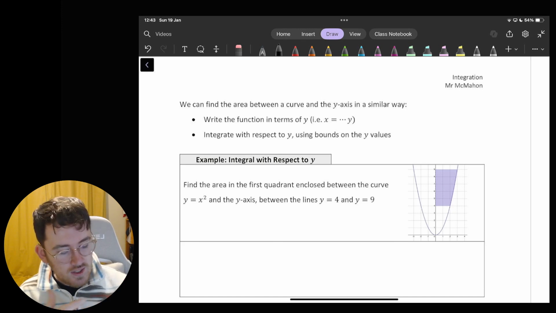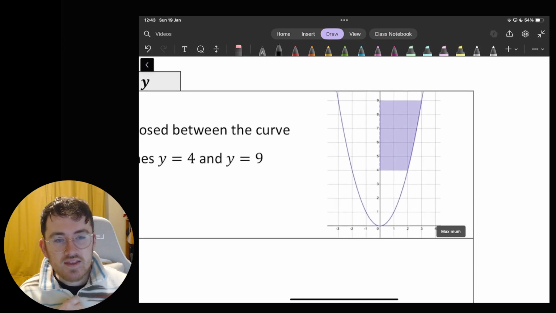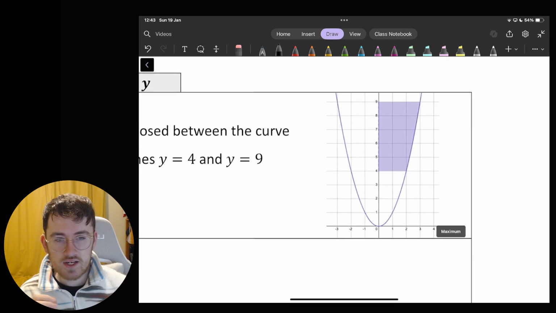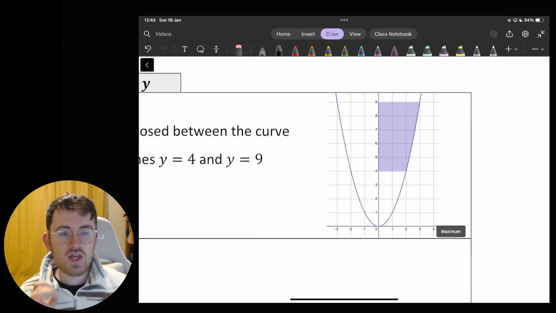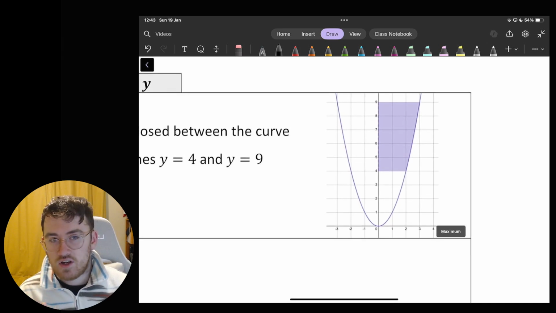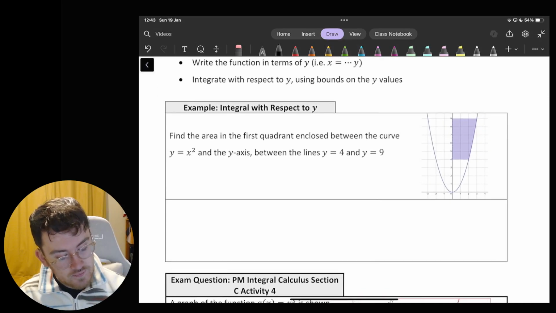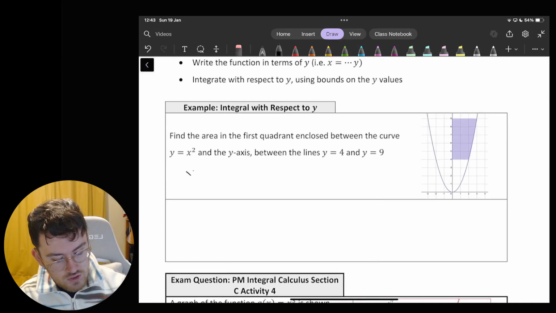Looking at the example again, we can see that the area I'm trying to find is between y equals 4 and y equals 9. If I could integrate with respect to those bounds, that would make my calculation an awful lot easier than trying to sort this out with respect to the x values. So to find the area here, we need to rearrange our function. Our function currently is y equals x squared.